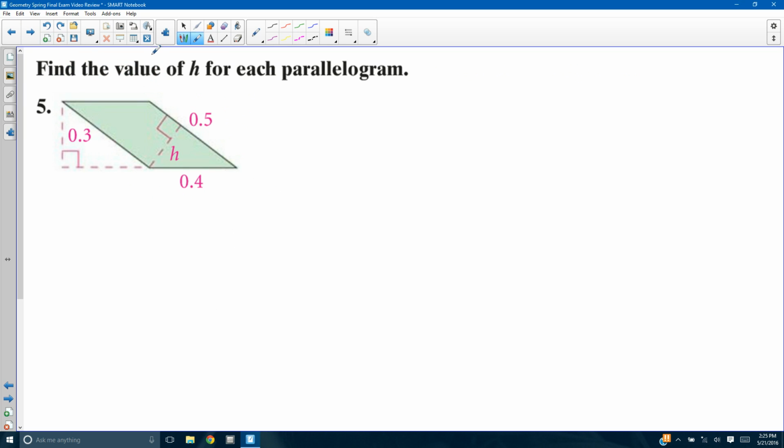All right, the next chapter here is with areas. We have to find the value of h for each parallelogram. Now I'm looking in chapter 10. I think it's section 10.1. And in doing so, well, we have to determine what the area of a parallelogram is and use that to find h. So the area of a parallelogram is base times height.